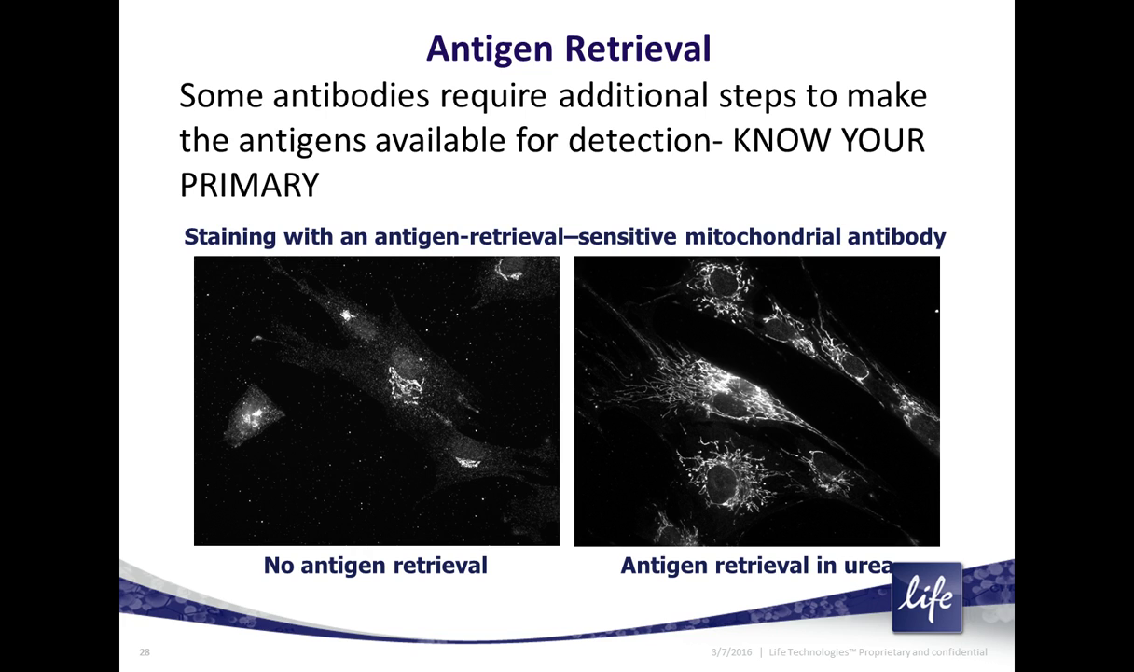Now, we made a little bit of a mistake. We meant to show the same primary in both images here. I think we messed that up. On the right-hand side is a mitochondrial dye or antibody. I think it was one of our anti-OXPHOS antibodies. And antigen retrieval with urea cleaned it up. Prior to doing the antigen retrieval, there was actually very little of the specific signal and a lot of on-cell background. Again, contact your antibody distributor to find out if your antibody needs an antigen retrieval method.